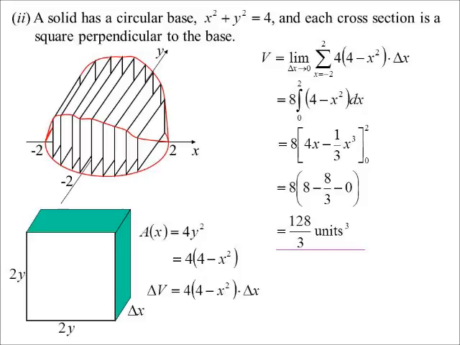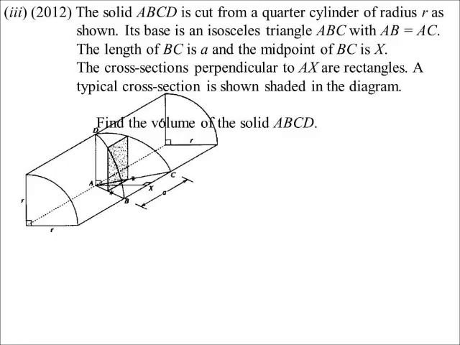All right. Let's have a look at an HSC one. We've got a solid which is being cut out of a quarter of a cylinder, and we're cutting in like a triangle. So we end with a bit of a wedge, some sort of rounded wedge. Now what have they told us? We know the length of BC is A, AB equals AC, A is the midpoint, and cross sections are rectangles.